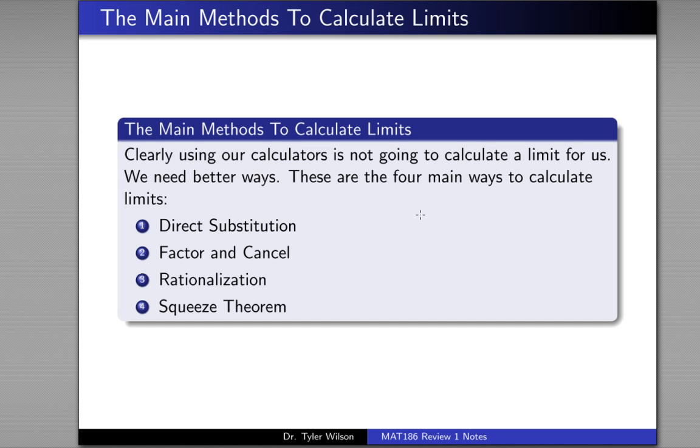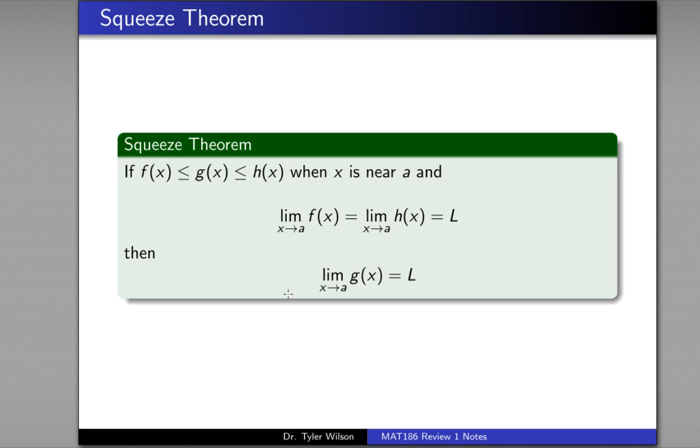So the main methods for calculating limits, you know four of them. The first one is direct substitution, where you just plug in a. Usually you won't have a question like this; it's far too easy for this course. So you're probably going to see most of these: factor and cancel, rationalization, and the squeeze theorem. These are the ones you use to calculate limits.